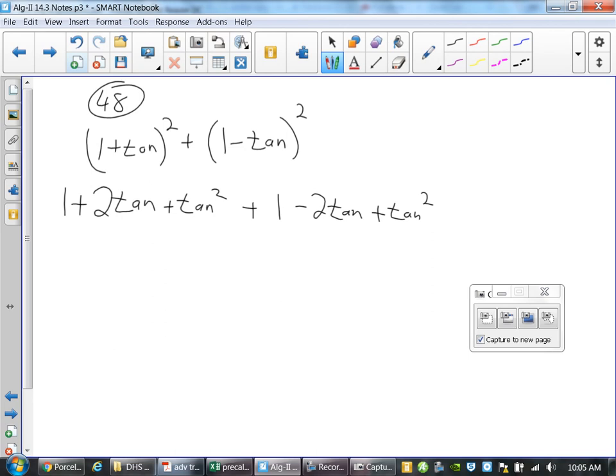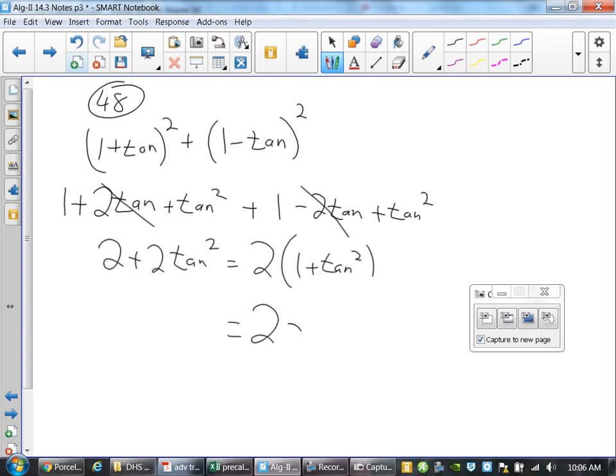When you foil it out, look what happened to the 2 tangents. They go away. So we have 2 plus 2 tangent squared now. What do they have in common? 2. And what is 1 plus tangent squared? You can see this is secant squared.